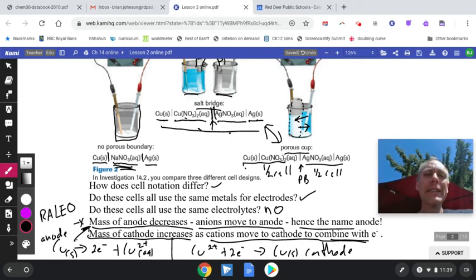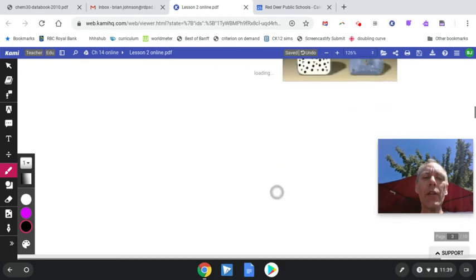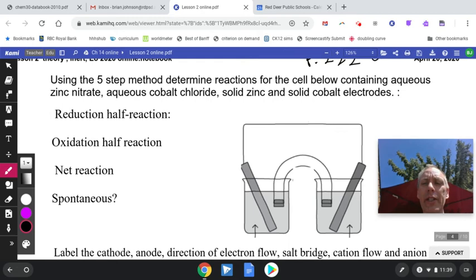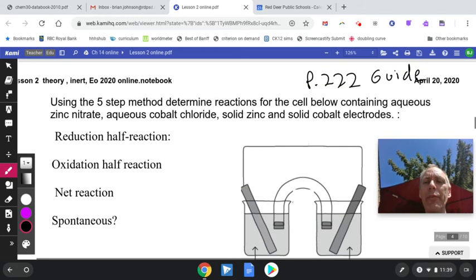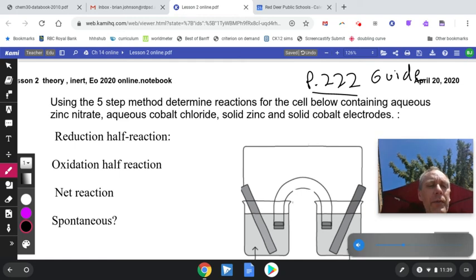Got it? Okay, that was your speedy review. So I'm going to go through a voltaic cell with you guys, and we're going to just go through the reactions, see if we can figure this one out. This is in your notes, in your study guide, page 222. So if you want to flip that open, you can follow along with me.